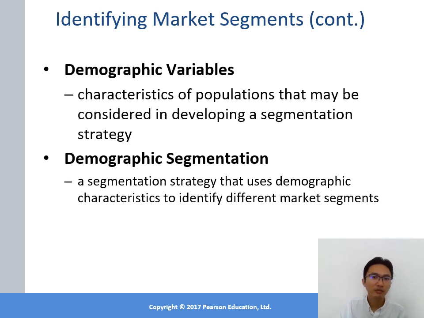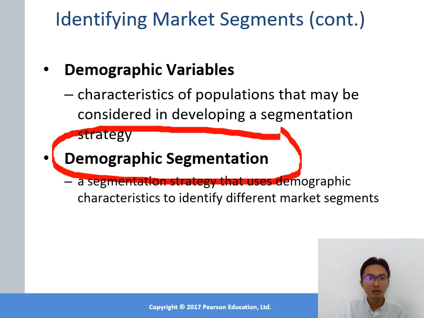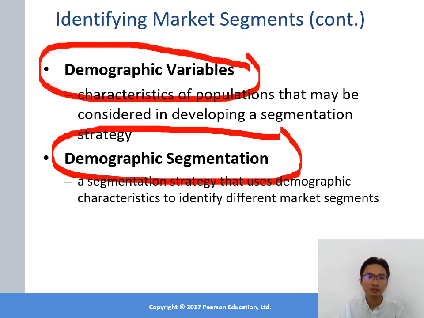The next one is demographic segmentation. Demographic segmentation is a strategy used to separate consumers by demographic variables. When we use demographic variables, we describe the population by certain characteristics. We can describe the population by looking at their age, income, gender, ethnic background, marital status, race, religion, and social class. These are all the things that we use for demographic variables. We will show you in the next slide.